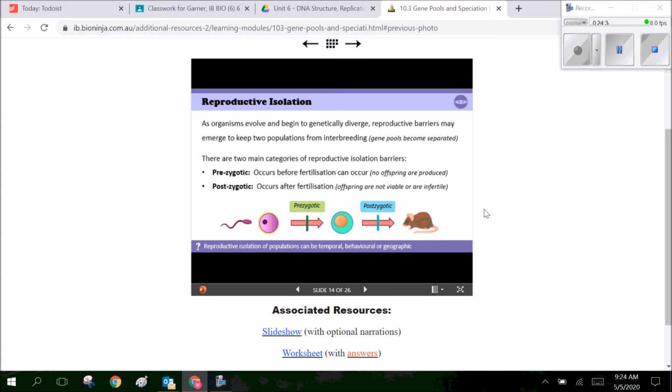Postzygotic means that after fertilization occurs, the offspring are either inviable or infertile. So basically it means that, yeah, the sperm and the egg fused, yeah, we had the starting development of the embryo, but because of their chromosomal differences, the embryo can't develop properly, or the embryo develops and grows into a healthy adult, but it's unable to actually breed itself.